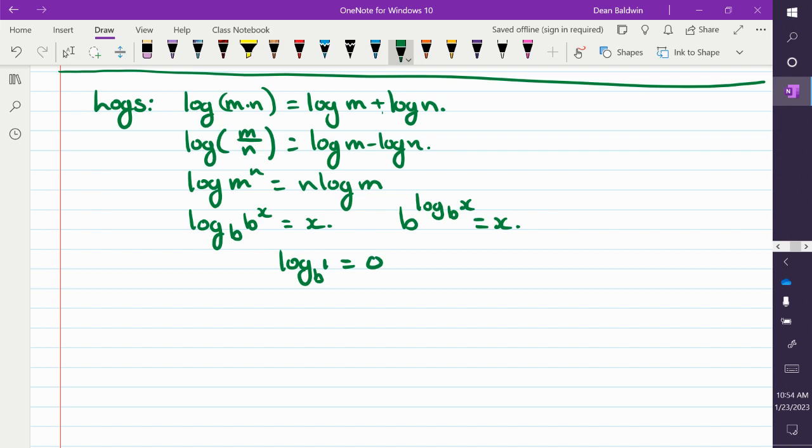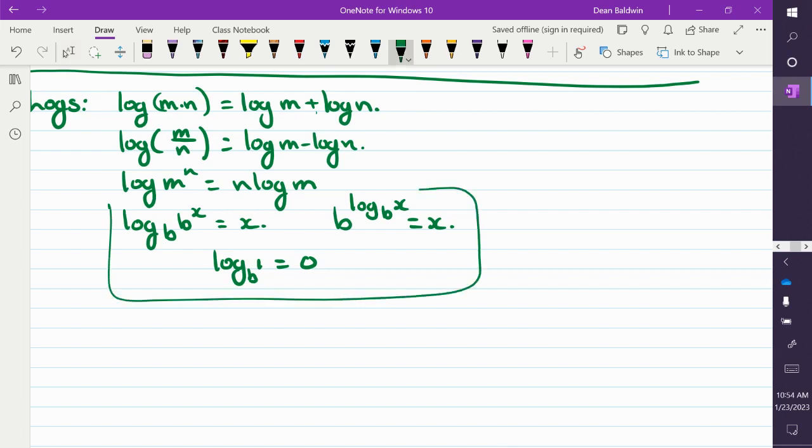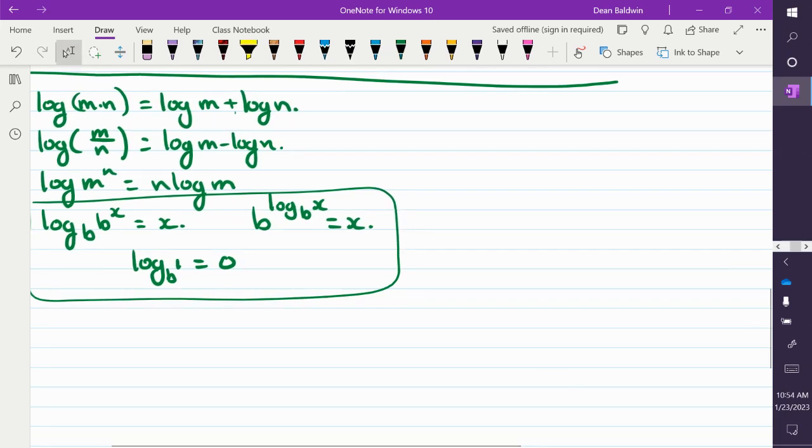Those are the log rules. I don't think these ones are on your sheet. Are they? No. Okay, so you need to remember those. We'll do the log graphs, and then we'll solve a couple of equations, and then we're done. So the log graphs.